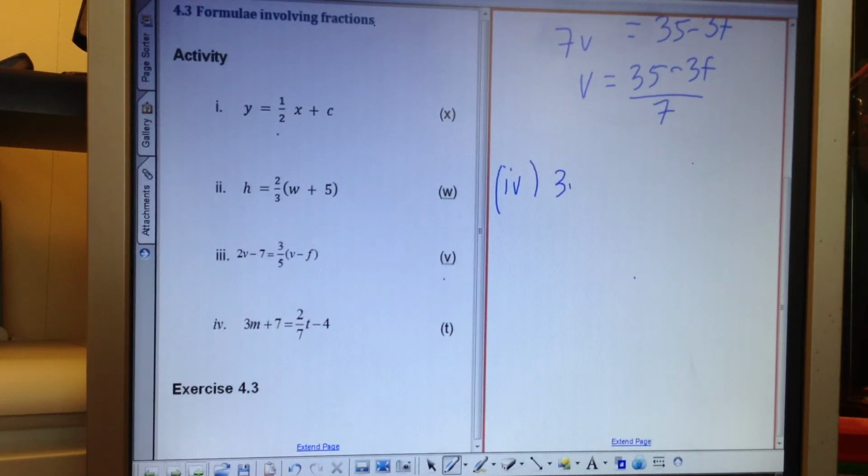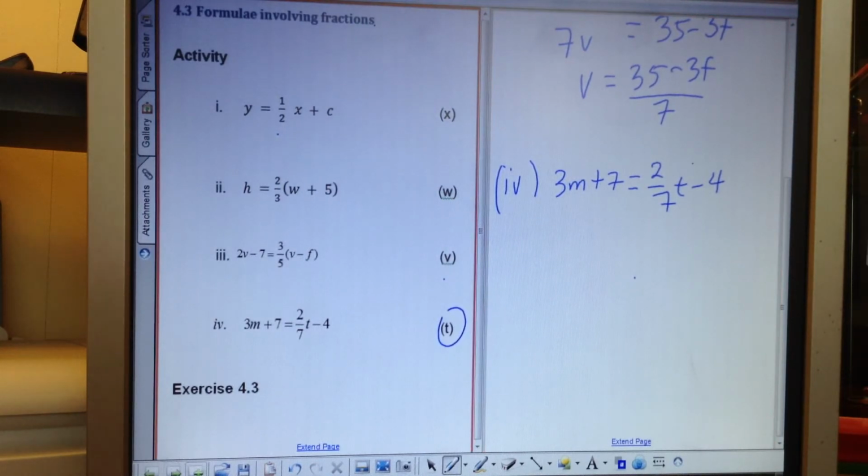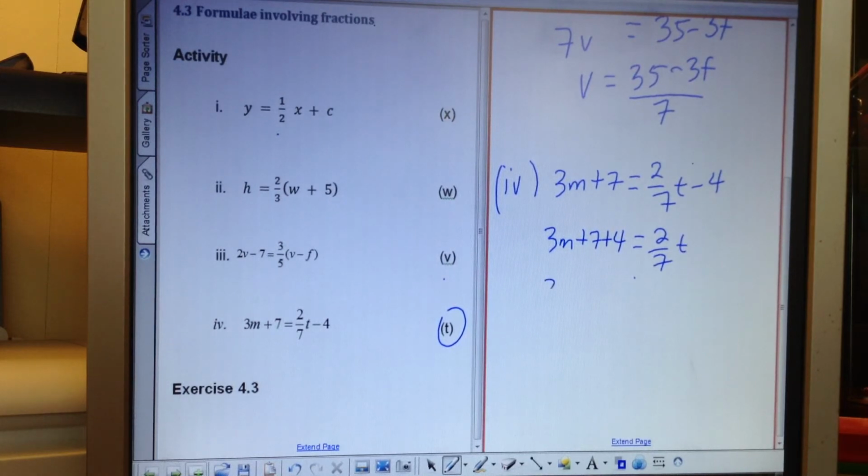We have 3m add 7 equals 2 over 7 t minus 4. We want to make t the subject. So one thing we can do is we can add 4 to both sides. So we're going to get 3m add 7 add 4 to give us 2 over 7 t. That means our 3m add 11 is 2 over 7 t.